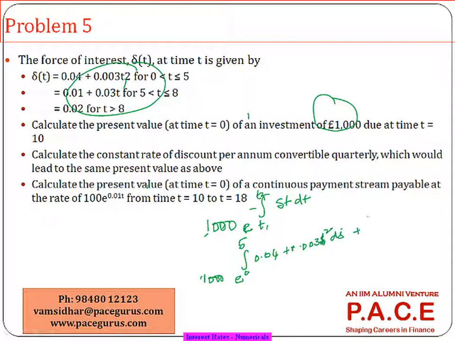Similarly, integral from 5 to 8, because we need the 10 years scenario. But we'll take it as a variable again so that it can help us for the last question. So we'll take it for t greater than 10. So 5 to 8 is also a constant for t greater than 10, so we'll make it as 0.01 plus 0.03 s ds.